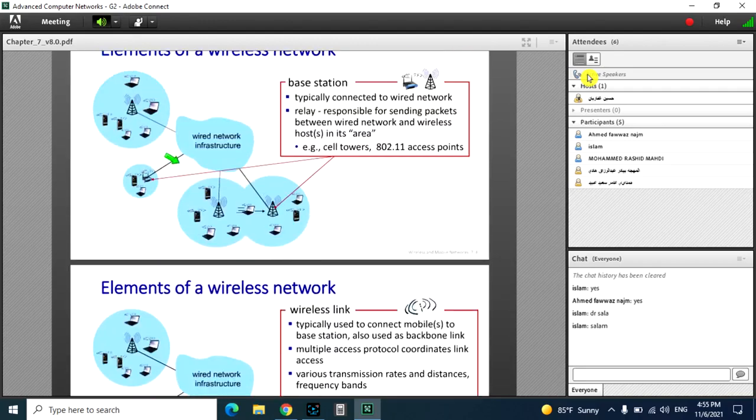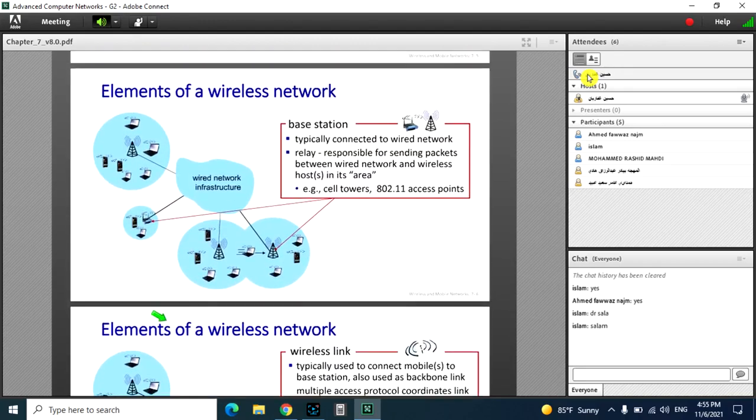Okay, and as I said in chapter 1, this base station is a general name. Its naming is different in different wireless networks. For example, in Wi-Fi, or standard IEEE 802.11, we call it access point or AP. In cellular network, we call it BTS. In WiMAX, we call it base station. So here, when we talk about base station, it's a general name.